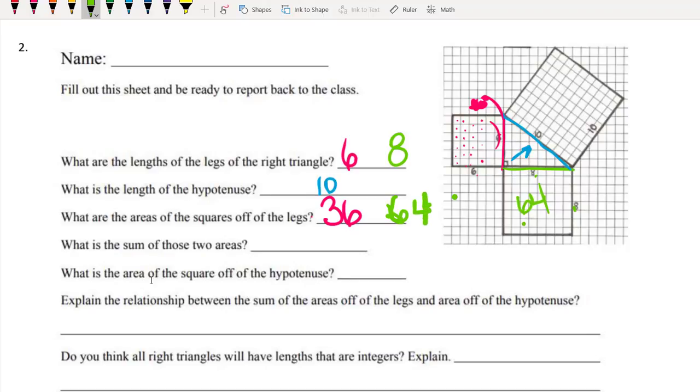What is the sum of those two areas? If I take 36 and I add 64, I get a total of 100.